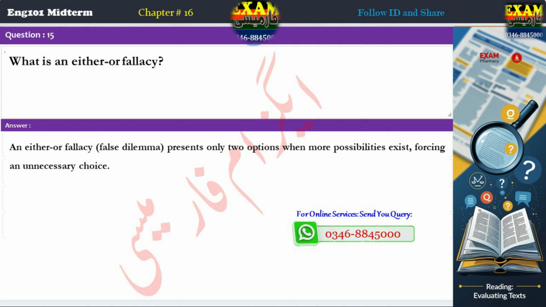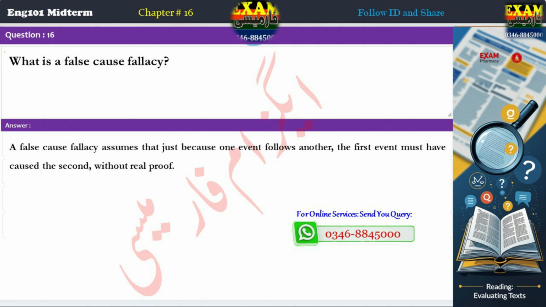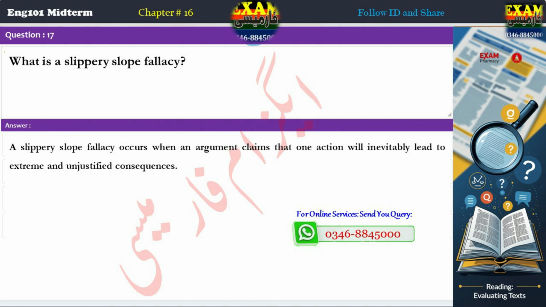15. What is an either-or fallacy? Answer: an either-or fallacy, or false dilemma, presents only two options when more possibilities exist, forcing an unnecessary choice. 16. What is a false cause fallacy? Answer: a false cause fallacy assumes that just because one event follows another, the first event must have caused the second, without real proof. 17. What is a slippery slope fallacy? Answer: a slippery slope fallacy occurs when an argument claims that one action will inevitably lead to extreme and unjustified consequences.